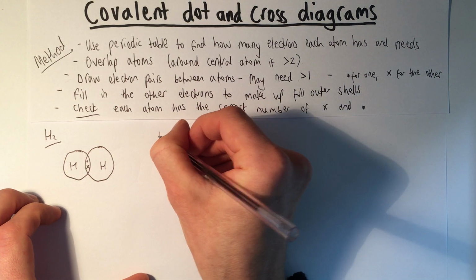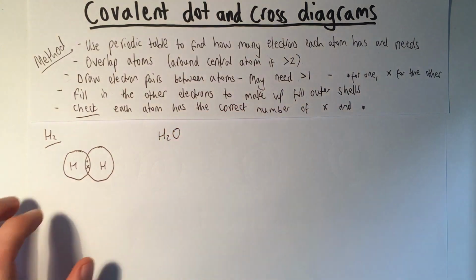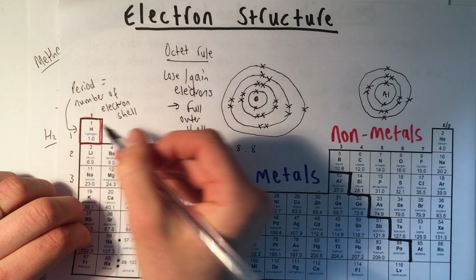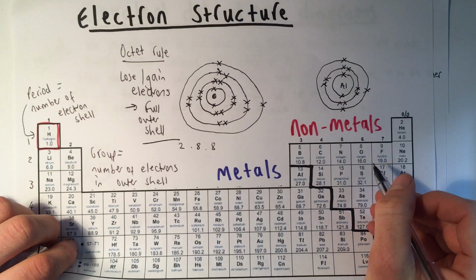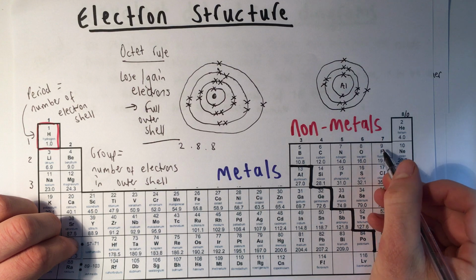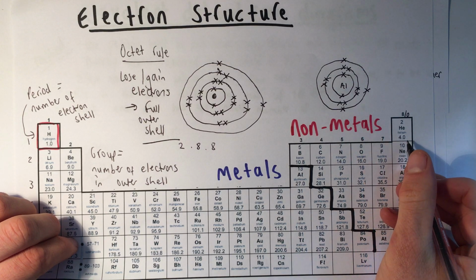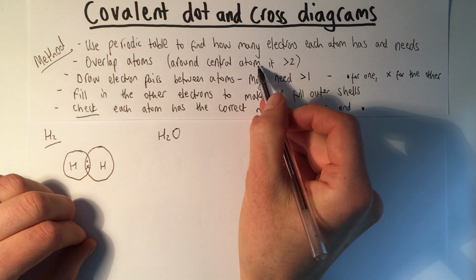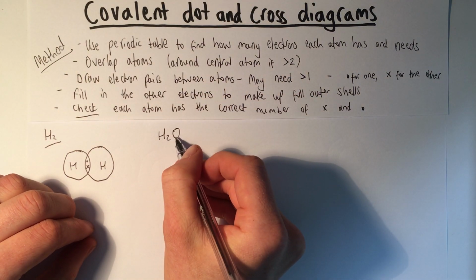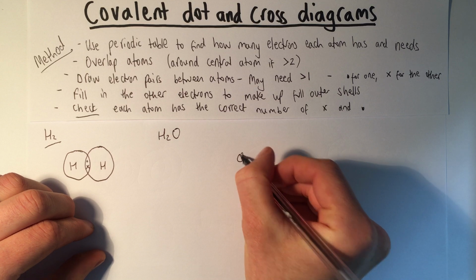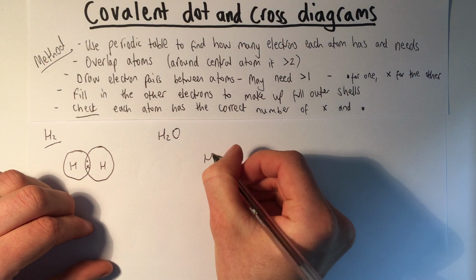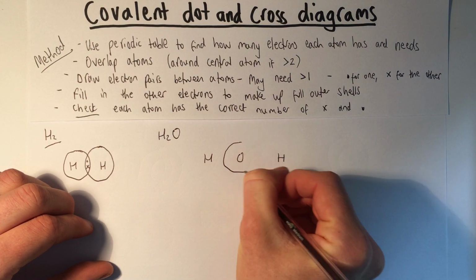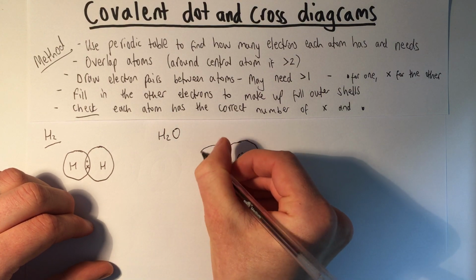Let's do water, H2O. So hydrogen and oxygen, we've talked about hydrogen, they just need to gain 1 electron. Oxygen atoms, group 6, need to get 2 more electrons to get their full outer shell of 8 electrons. Overlap atoms around a central atom. This one we need to have a central atom, so I'll make oxygen a central atom and the 2 hydrogens are going to go around that. Overlap the shells.